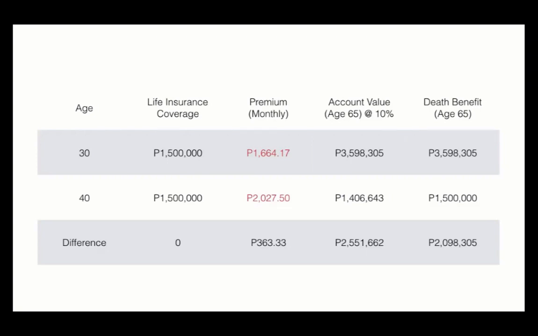So, the difference between the death benefit that your family could get if you decide to invest at the age of 30 or 40 is 2,098,305 pesos. So, napakalaking ng difference if you decide now at your 30s rather than wait until you're 40 to invest or to get a VUL plan for you or for your family, diba?